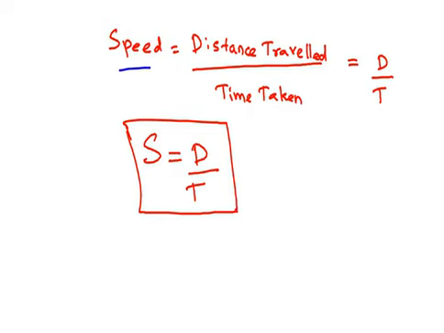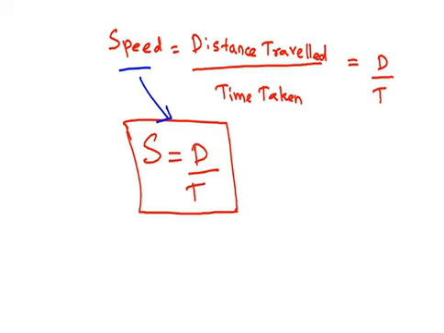Speed has multiple definitions, but for our questions, we need to know one simple thing. Speed is given by the distance traveled by an object divided by the time taken for the travel. In simple terms, we can use this: S is equivalent to D upon T. And then we should compulsorily know how to manipulate this formula.